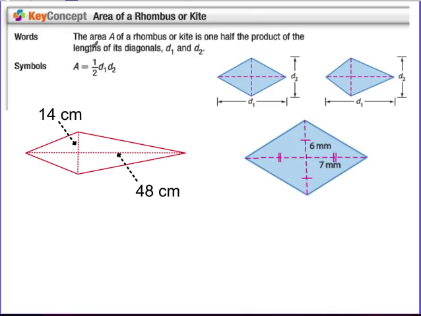And that formula is simply 1/2 times the product of the two diagonals. So diagonal 1 times diagonal 2, and then multiply by 1/2 or divide by 2, whichever you prefer.